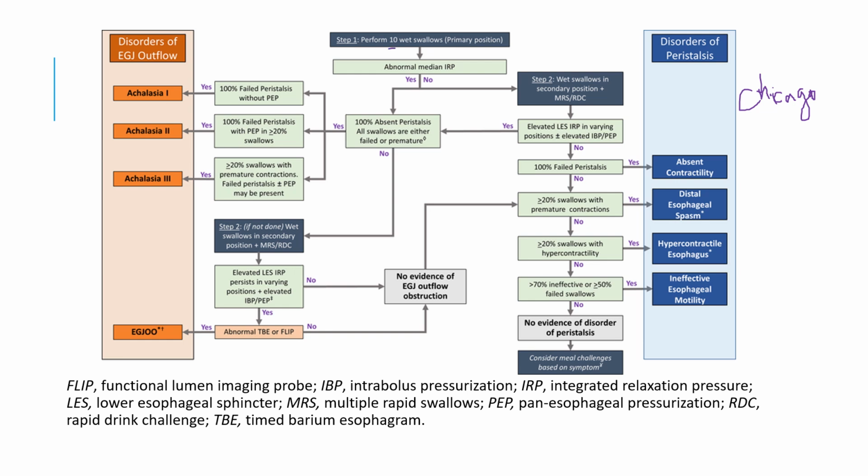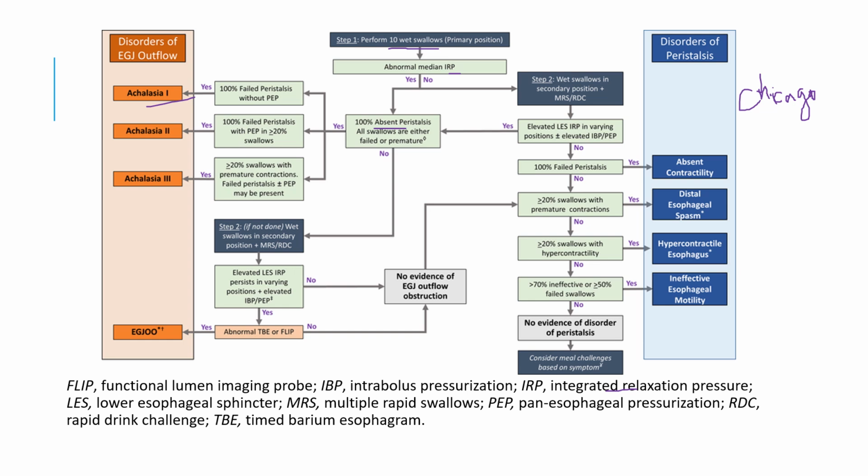So you perform manometry by making the patient do wet swallows, 10 wet swallows in a primary position. Primary position means the patient is supine. They are asked to do 10 wet swallows, usually 5 ml, 30 seconds apart. Then if there is an abnormal median IRP, IRP means integrated relaxation pressure. If there is any abnormality in the pressure, that means if there is 100% absent peristalsis, that is, all of the swallows are either failed or premature, then it is achalasia.